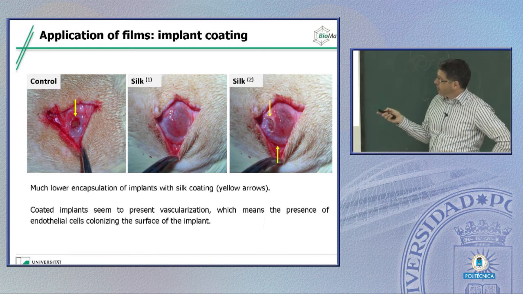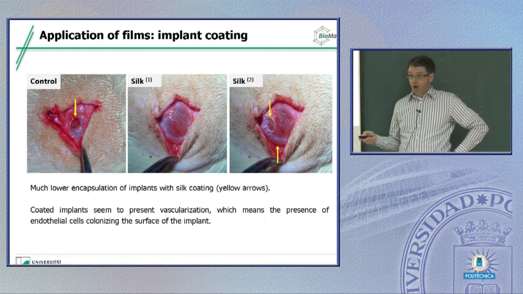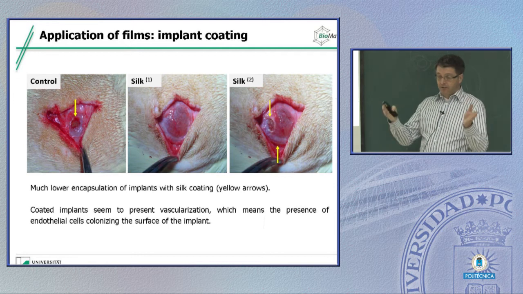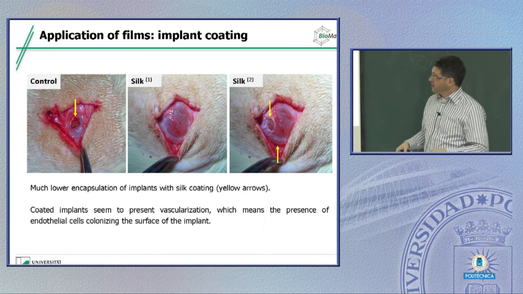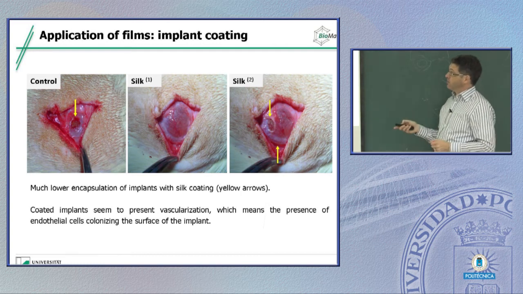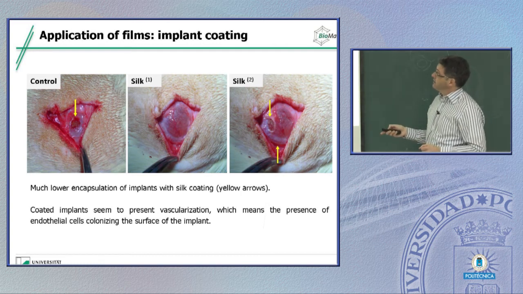So we could show that we can nicely coat these silicon implants. We do that by dip coating. That's another technique to make films. We did lots of in vitro tests. And then, of course, the next step was to go into animals. And here you see the animal model.